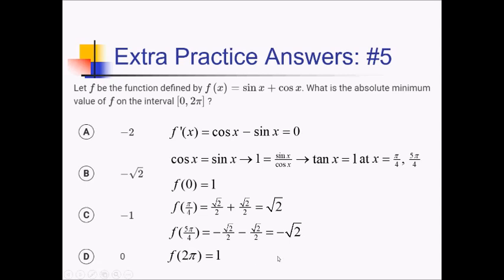Now out of all of these, we're looking for the smallest one. And the good news is, this is an easy decision because there's only one negative value out of all of these, so it must be smaller than the other ones. Negative radical 2 is our absolute min, which gives us answer choice B.